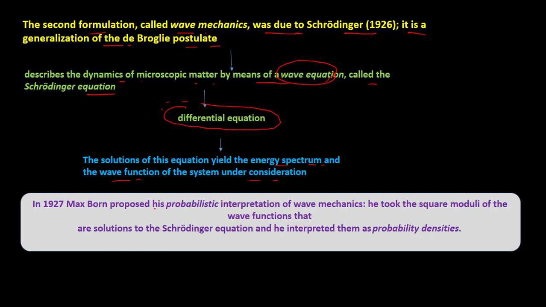Now, in 1927, Max Born proposed his probabilistic interpretation of wave mechanics. From this wave function and wave equation, Max Born gave the probabilistic interpretation of wave mechanics. He took the square modulus of the wave function, which we will see later. We will see this later when we go deeper into quantum mechanics.